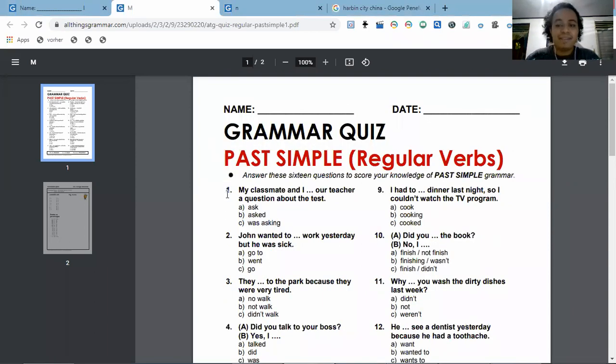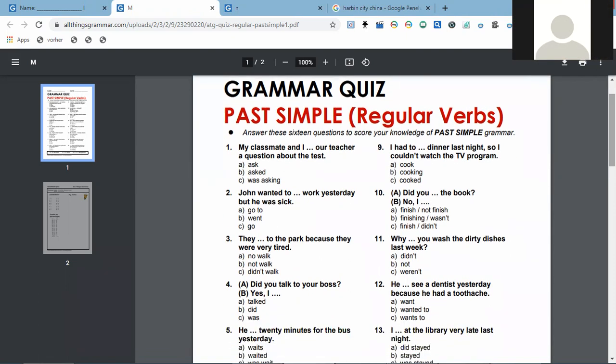So, again, Ifa, let's do the first one. Let's do number one. So, I have the honor to do number one, Ifa. My classmate and I, blah blah blah blah, are teacher a question about the test. Wait, let me think. Okay, but not too long.